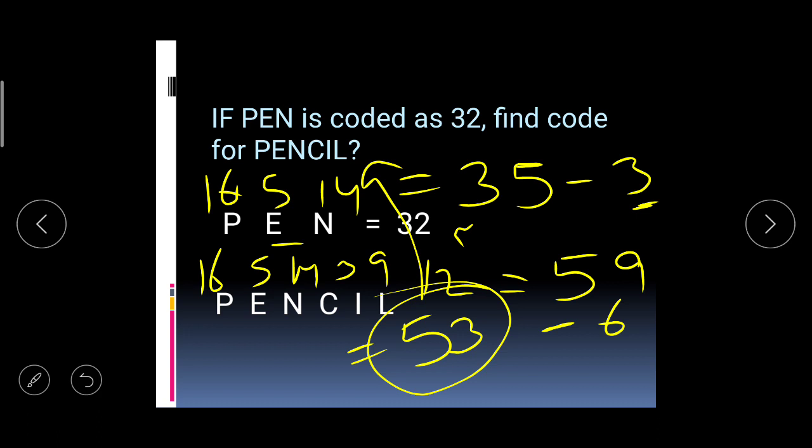So this is how we do the number coding. We did the letter coding, and we did the number coding. So in this section, I have covered these 2 types of coding. In the other section, I'll be covering the next types of coding. So please do watch all these videos so that you can get a better understanding of all these kinds of coding and decoding.